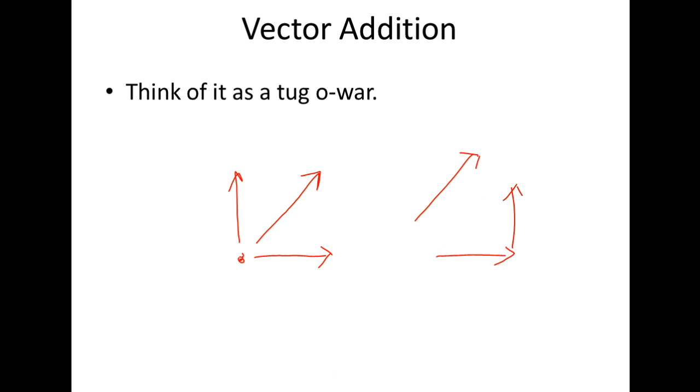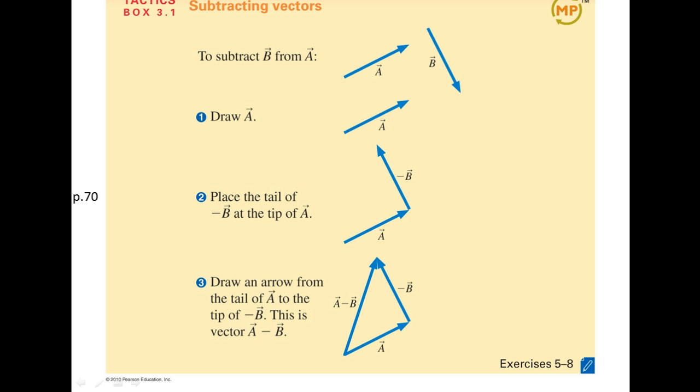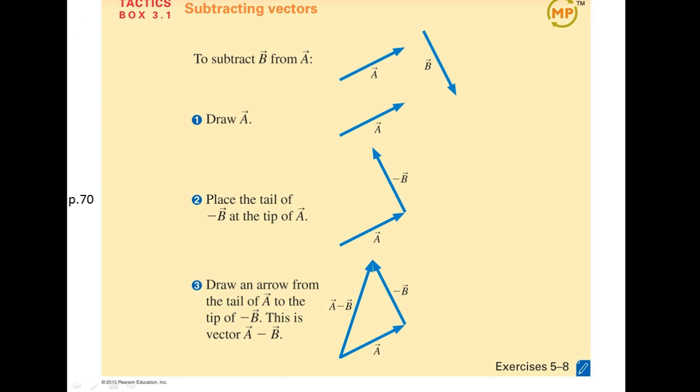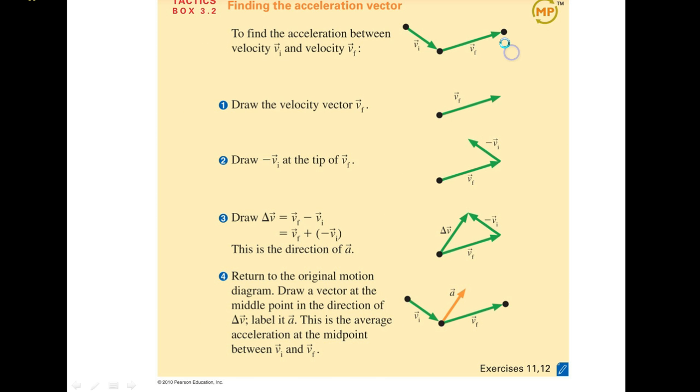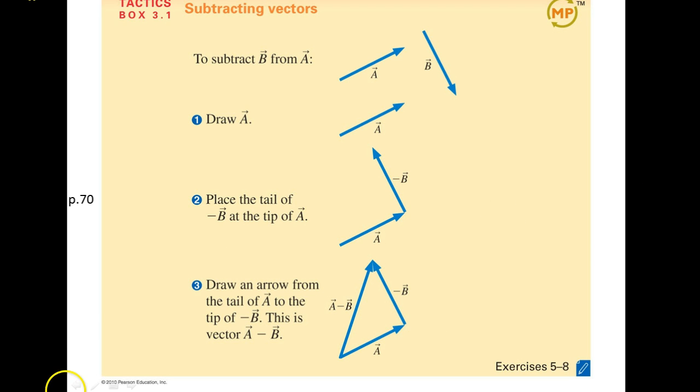Your book also has a really good example of this, and so if that example still isn't making sense to you, I really suggest you go to page 70 in your book, and these little tactics boxes are oftentimes pretty helpful. And so the way your book explains it, and this is a subtraction problem, so let's say I've got the problem of vector A, sorry about that. Let's say I have the problem of vector A minus vector B. So A minus B. In my mind, I'm going to go ahead and change that to an addition problem, so A plus the opposite of B. So I go ahead and draw vector A like they've done here.